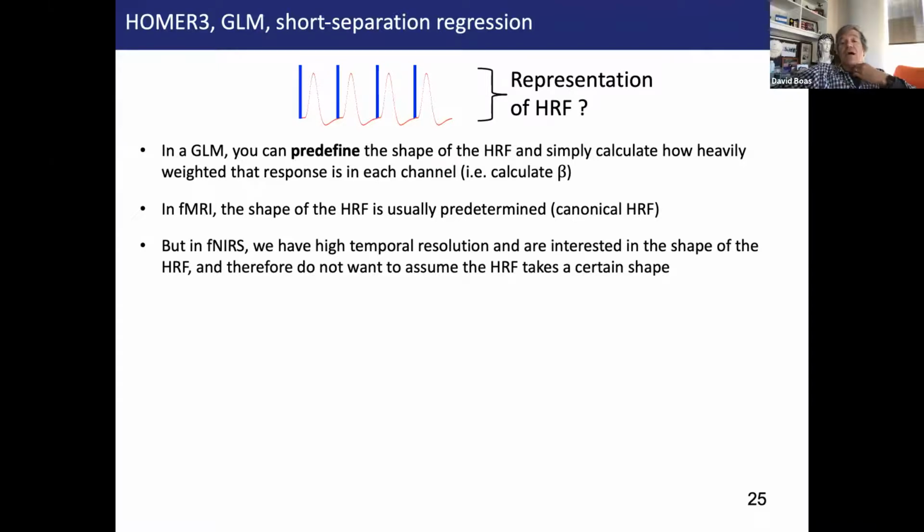But I think more and more people are getting confident in the shape of the HRF measured by fNIRS. It should be very similar to that of fMRI. And so more and more people are just using the canonical HRF. And so Homer allows you to do both.